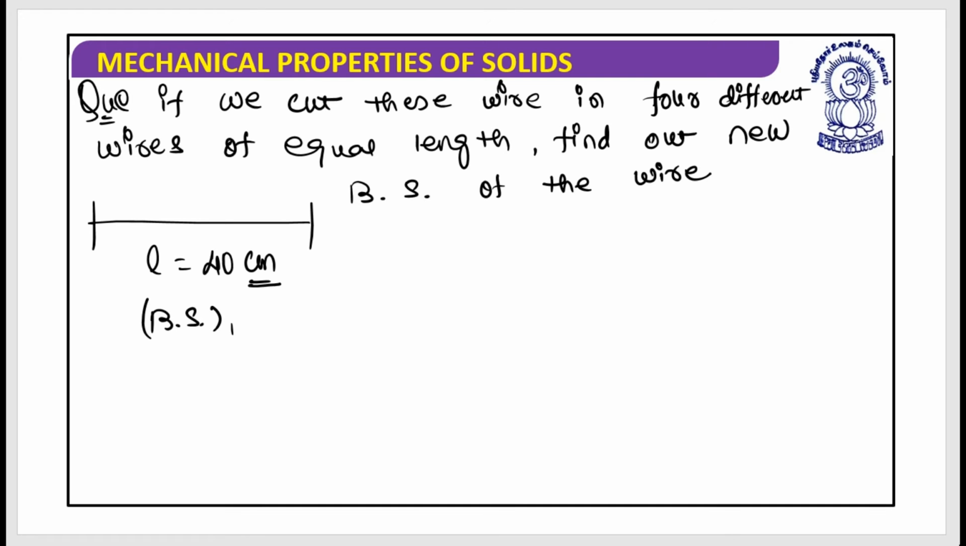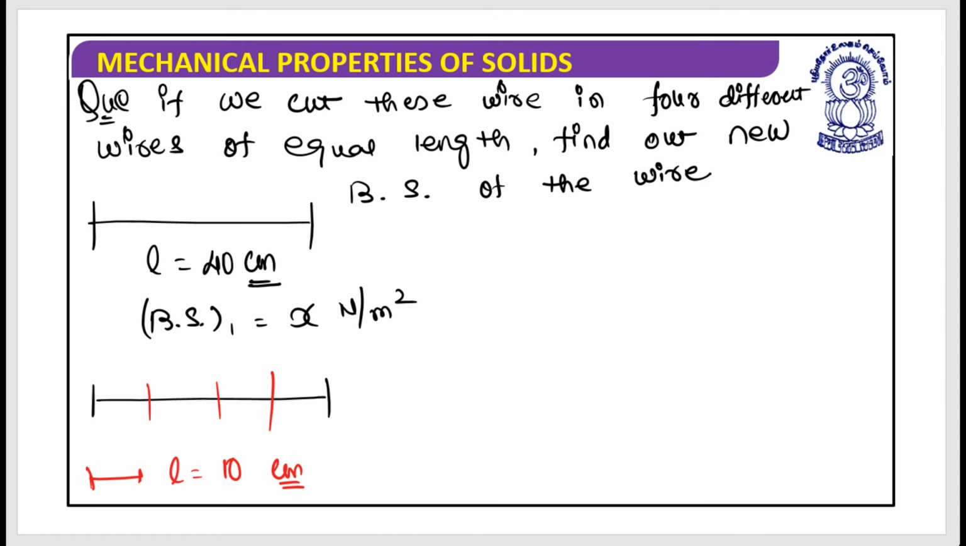Initially breaking stress, let's call it x newton per meter square. Now what I have done is that this was the wire and I have divided this into four segments: first, second, third and fourth. Let's understand these are equal length wires, and let's suppose I have chosen any one of the sections. Then lengthwise it was 10 centimeter. What I need to do, I need to find out the breaking stress of this wire. So one thing is for sure, they have asked me the breaking stress.